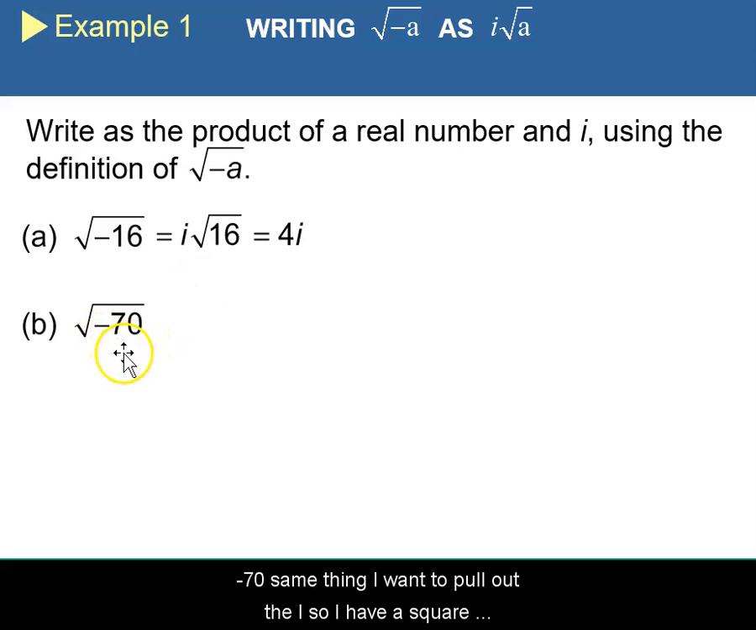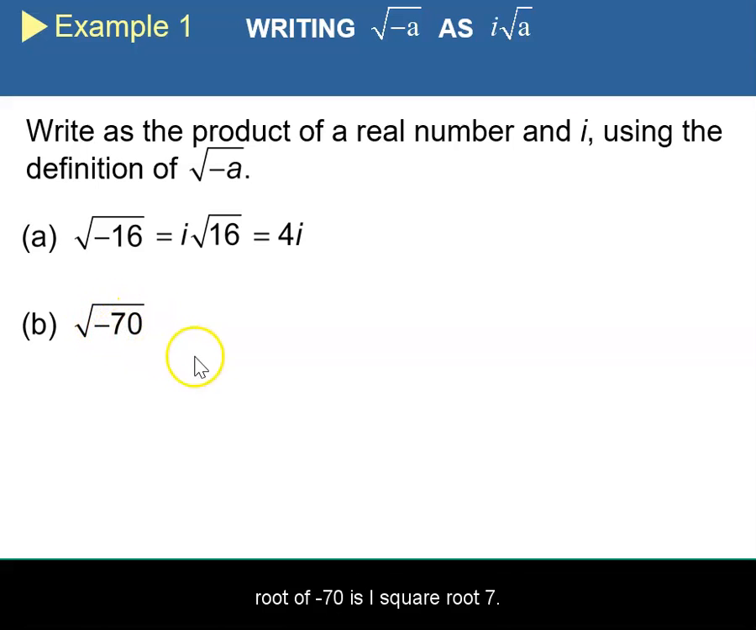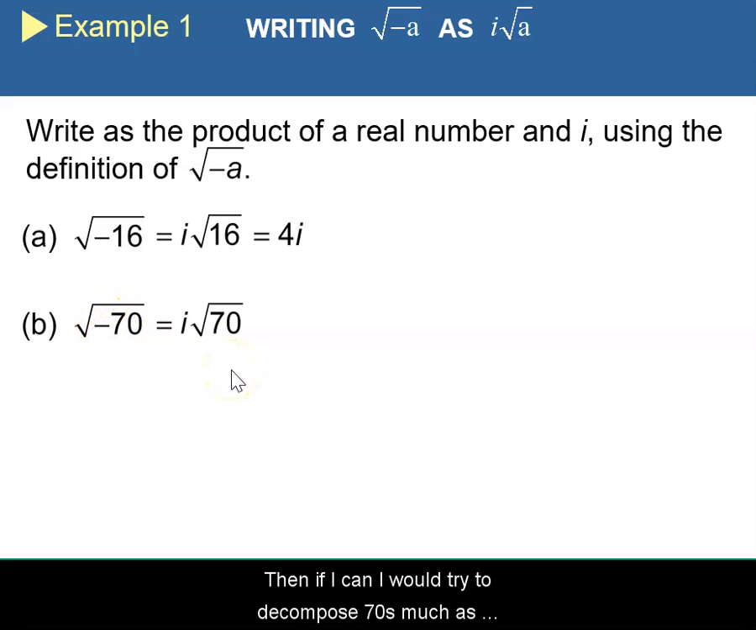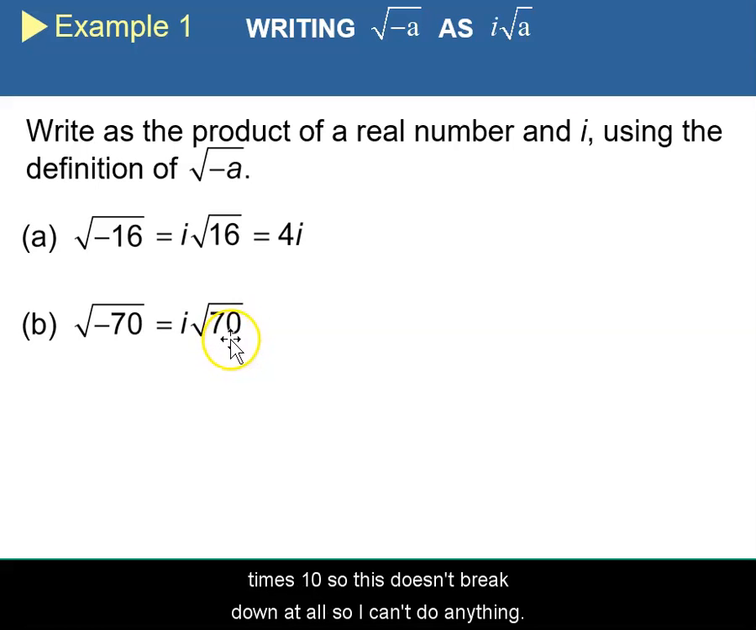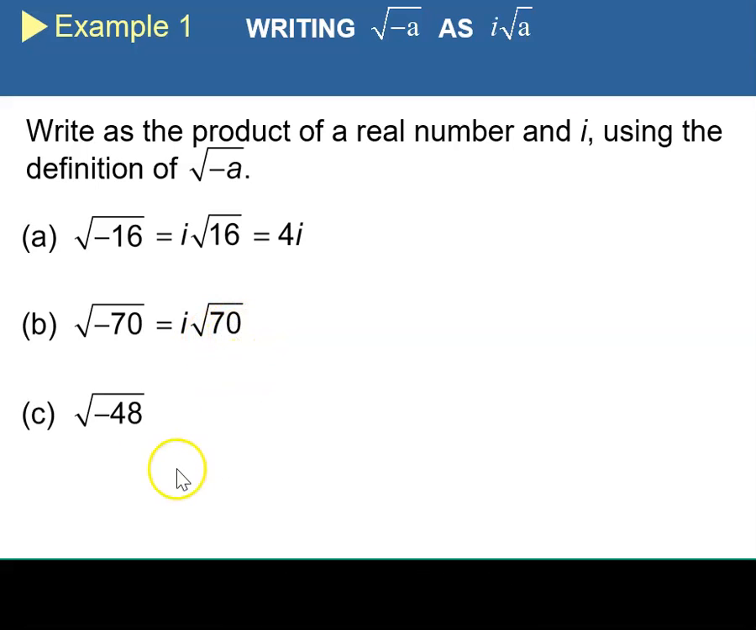Negative 70, same thing. I want to pull out the i, so I have square root of negative 70 is i square root 70. And then if I can, I would try to decompose 70 as much as possible, but the factors here are 7, 2, and 5, right? 7 times 10. So this doesn't break down at all, so I can't do anything with it, okay?